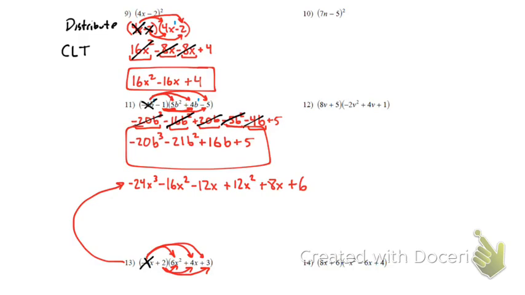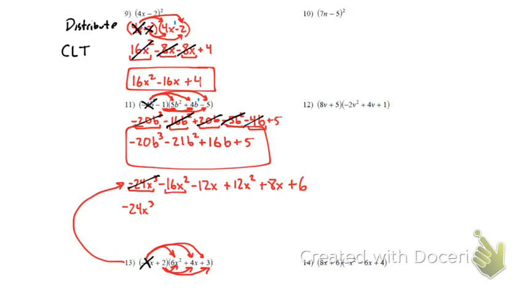So now we're going to combine like terms. Start with this guy. I'm looking for x to the thirds, and I don't have it. So I'm just going to rewrite him. Negative 24x to the third. Cross him out because I'm done with him. We move on to the next term.